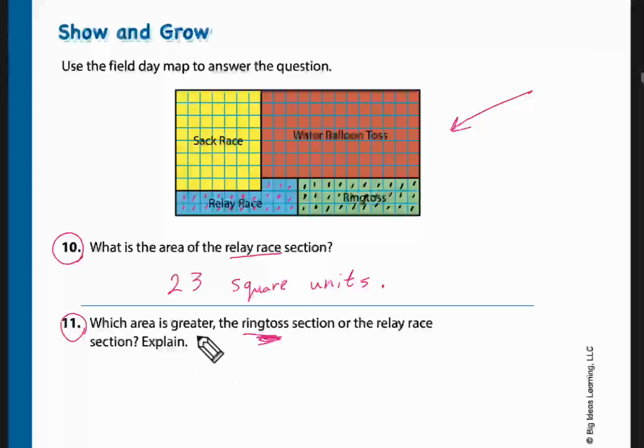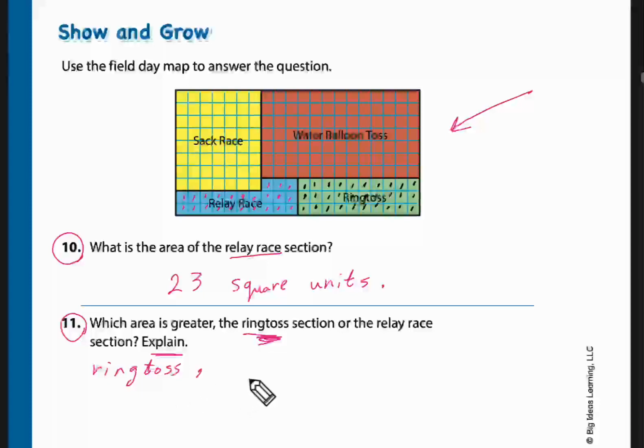So which area is greater? The blue or the green? The ring toss. The green. So let's write here the answer. So the answer is the ring toss. We need to explain, so let's write why it's greater.